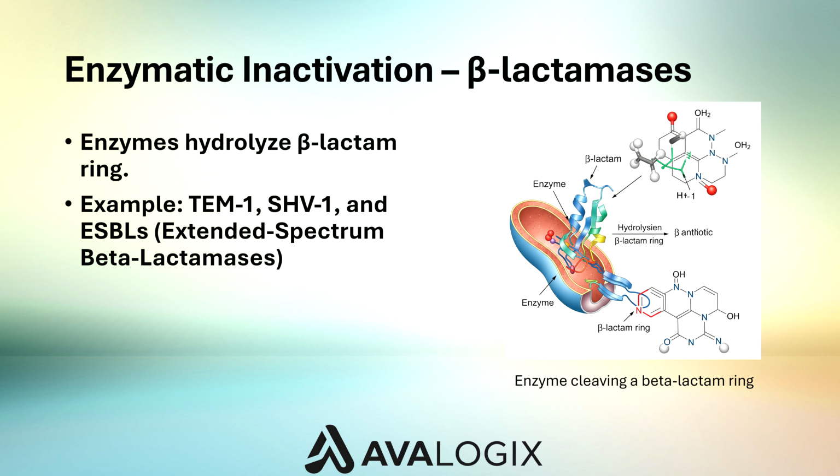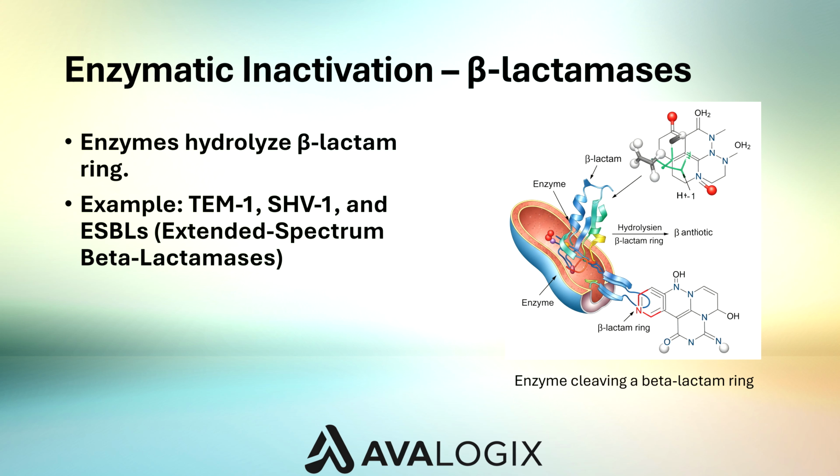Beta-lactam antibiotics, like penicillins, cephalosporins, and carbapenems, work by targeting bacterial cell wall synthesis. They do this by binding to enzymes called penicillin-binding proteins, which help construct the cell wall. Bacteria fight back by producing beta-lactamases, enzymes that hydrolyze the beta-lactam ring of these antibiotics, rendering them useless.